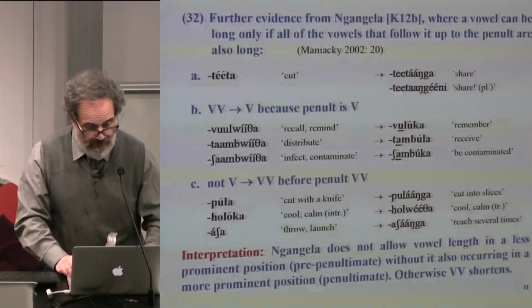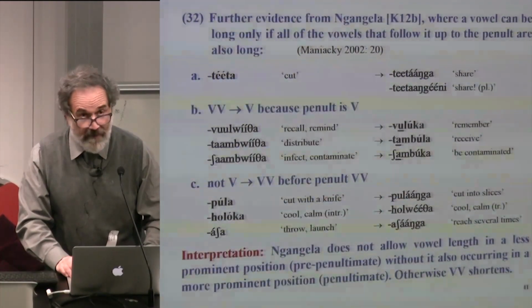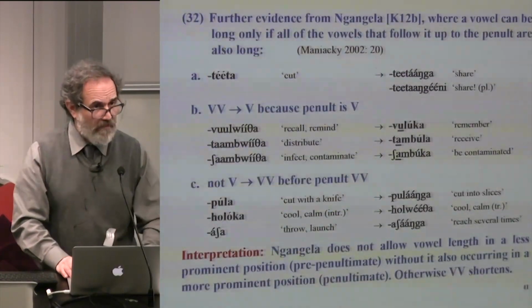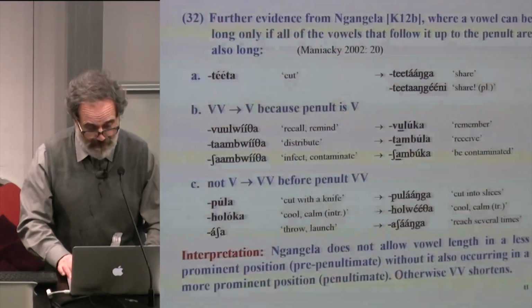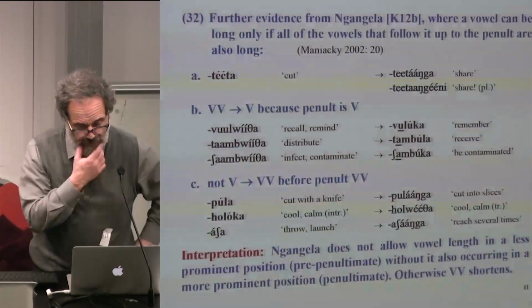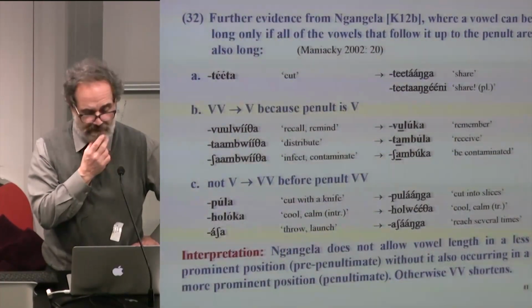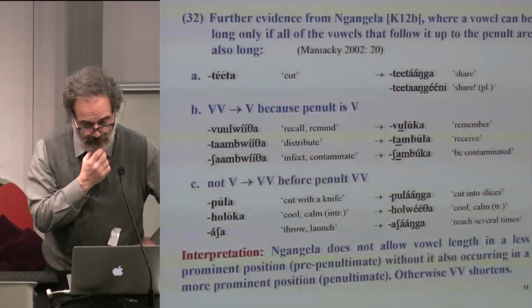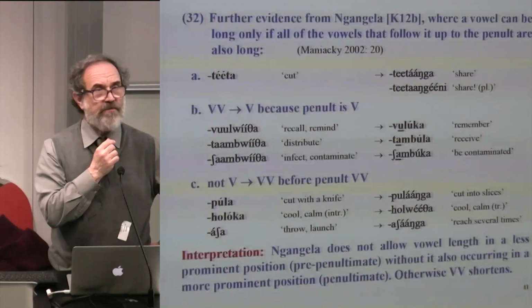It's a loss. Because here are some roots like pula, which has a related verb pulanga, and it doesn't become long. So the direction is definitely towards shortening, not lengthening. There is no length agreement or length harmony, a topic I'll come back to in a moment. So here's my interpretation. My interpretation is that Ngangela does not allow vowel length in a less prominent position, for example, pre-penultimate, without it also occurring in the more prominent position, penultimate. Otherwise, the long vowel shortens.